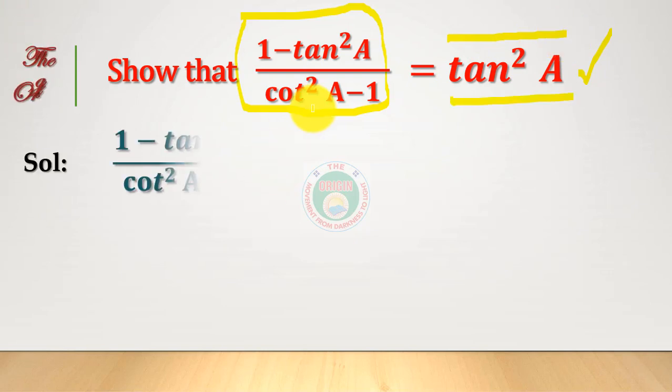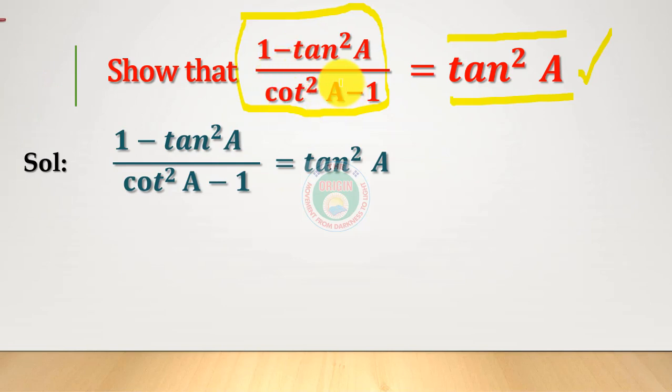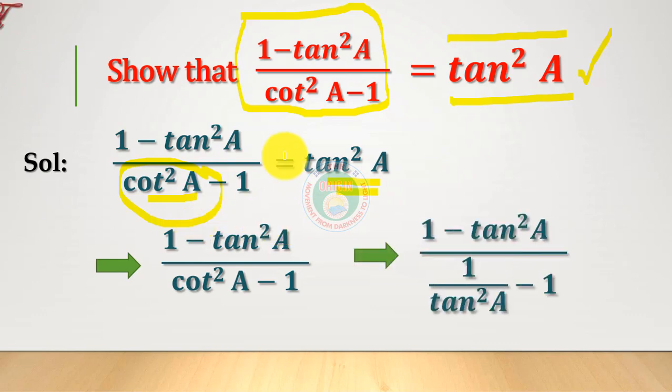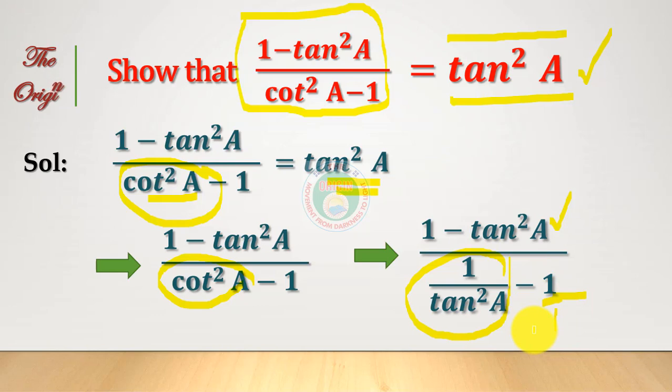So, solution. Other than the trigonometric ratios, what else? 1 minus tan square A, and cot square A can be written as 1 by tan square A. So we need to convert this cot into tan, because all the functions in the trigonometry should be tan only. So that is 1 minus tan square A by cot square A: the numerator is the same, and in the denominator, in place of cot we write the reciprocal of tan, that is 1 by tan square A minus 1. So assume the 1 as 1 by 1 and take the LCM.